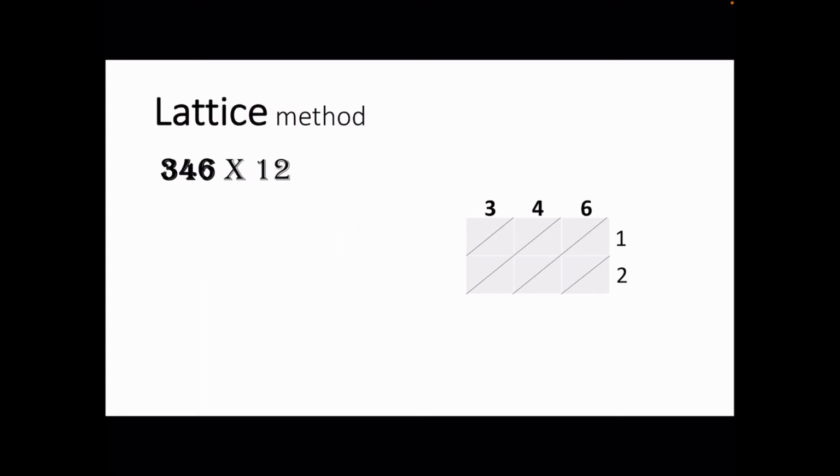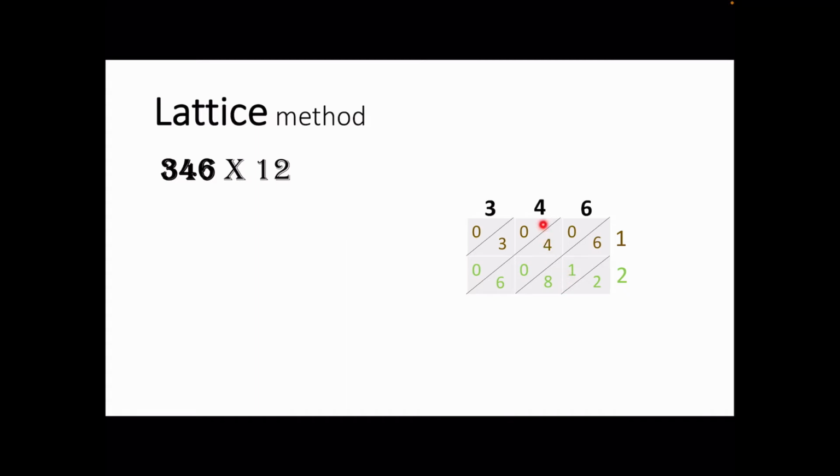First up, we have the lattice method. In this method, we're going to multiply 346 into 12. So, what we're going to do is place 3, 4, 6 and 1 and 2. Now, we multiply these numbers. 6 into 1 gives us 0, 6. 6 into 2 gives us 1, 2 or 12.